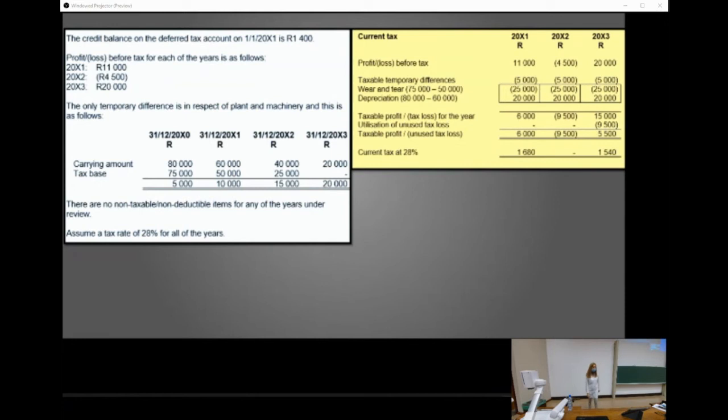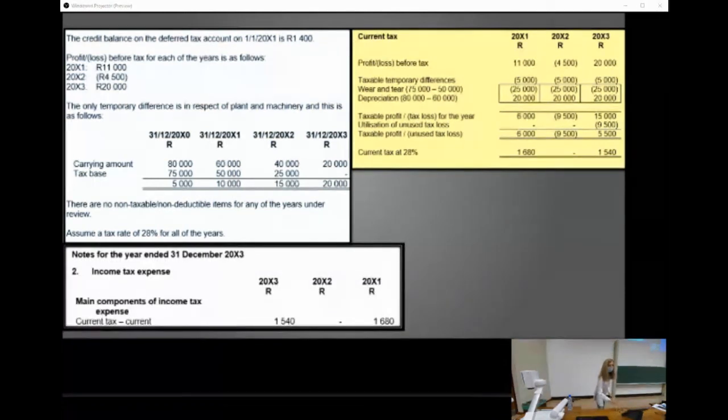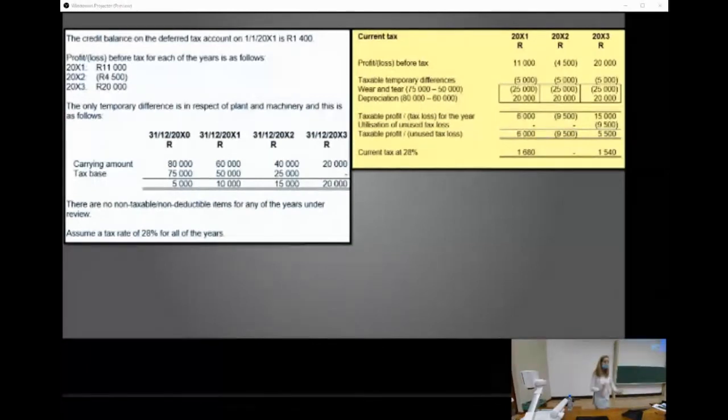Good. So there's our current tax calc. Okay. So let's just see at this current tax calc. How did we get there? There's our profit or loss that they gave us over here, and then our taxable temporary differences. The wear and tear will be, if we take the difference from the tax base for X0 to X1, to X2, and to X3. So can you see that wear and tear allowance is 25,000 Rand per year. So there we have our wear and tear allowances.